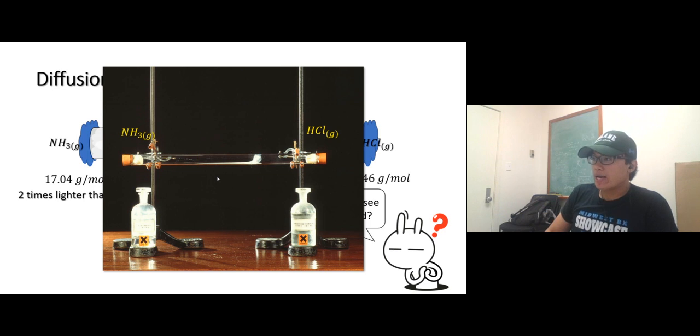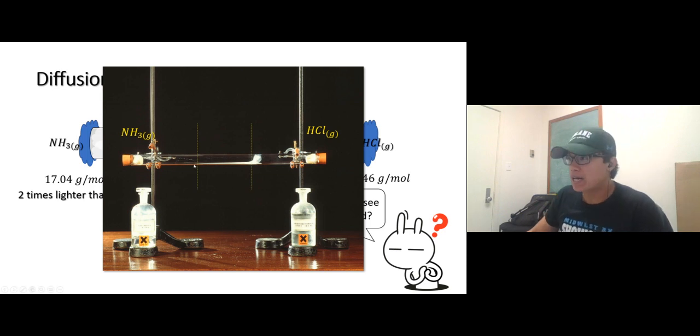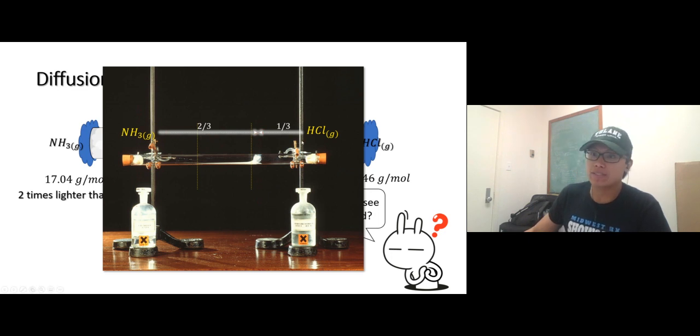Okay, so if you cut it in half, right? So if I divide, a little bit of analysis right here. If I divide all the distance into 3 portions, ammonia travels 2 out of 3, because ammonia is 2 times faster than hydrochloric acid.